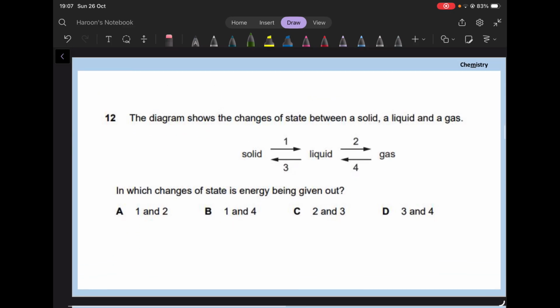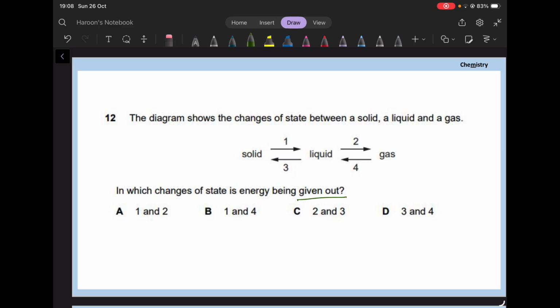The diagram shows changes of state between a solid, liquid, and a gas. In which changes of state is energy being given out? Energy is taken in during melting as well as boiling. In the reverse of these two processes, condensation and freezing, energy is actually given out.